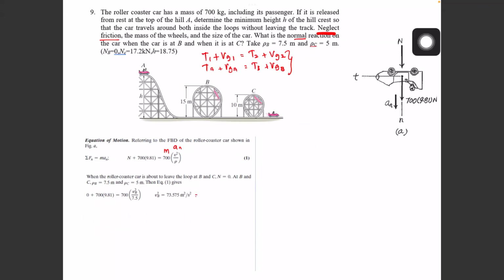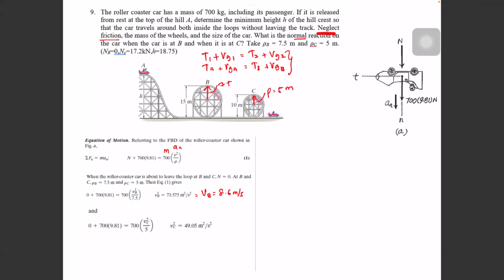Or you can calculate, VB is equal to square root of 73.575, 8.6. Okay, let's say this is 8.6 meter per second. So this is at point B. Okay, at point B. At point C, okay, at point C, use similar equation, equation 1. The difference is on the rho. Okay, rho. So rho for B is 7.5, and rho for C is 5 meter.